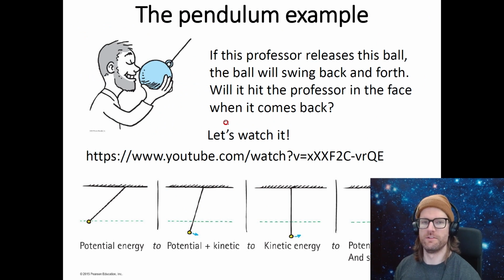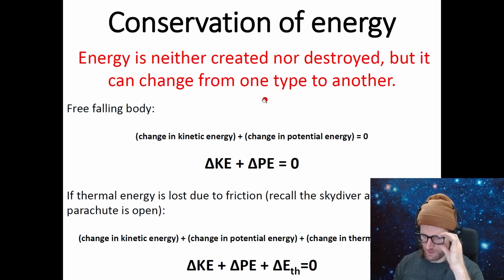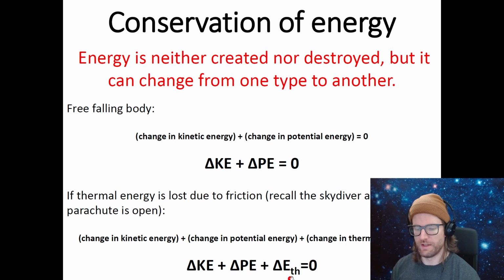Okay, so watch this video with the pendulum. The professor is very confident that the ball will not hit their nose because they know conservation of energy. Energy is neither created nor destroyed, but can change from one type to another. That's conservation of energy. So let's do a free-falling body problem where the change in kinetic energy and the change in potential energy equals 0, which means that energy is neither created nor destroyed. And if we do have friction, we have to include energy lost to thermal energy due to friction. We'll talk about that.